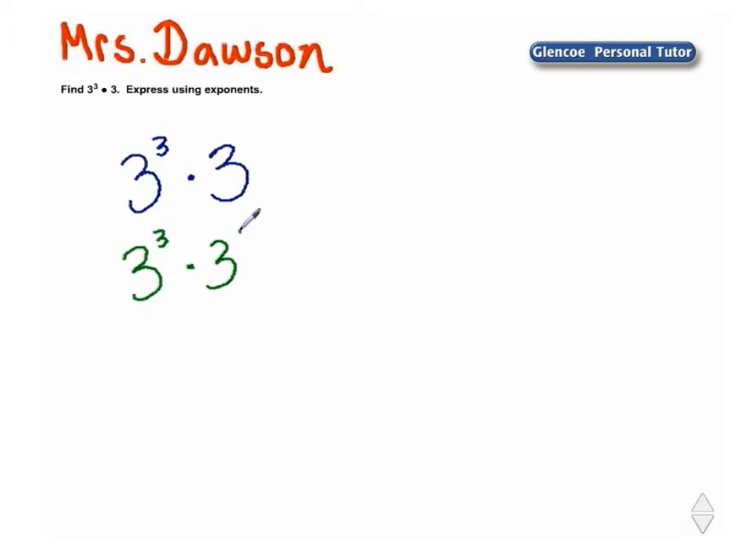3 is the same as 3 to the first power. Now that we have a common base of 3, we can add the exponents. 3 plus 1 becomes the new exponent, and 3 plus 1 is 4. 3 cubed times 3 is the same as 3 to the fourth. Let's make sure with a quick check.